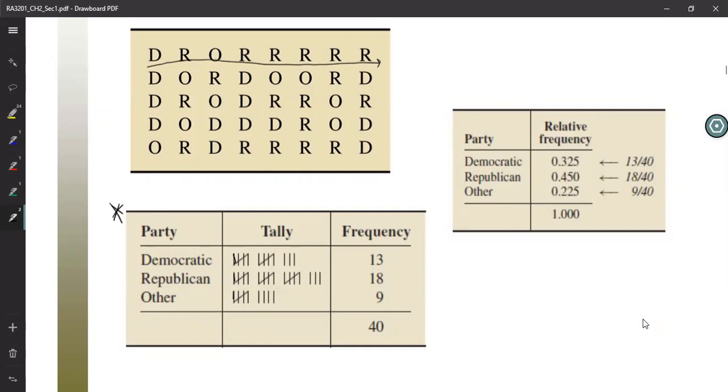Altogether, there are 40. Now, what is the highest number? 18. Now only you can see that R is the most frequently occurring outcome, right? And O is the least. And if you want to do a small calculation, what you can do is find the frequency, the relative frequency, or the percentage.